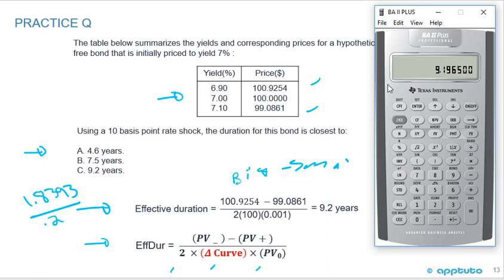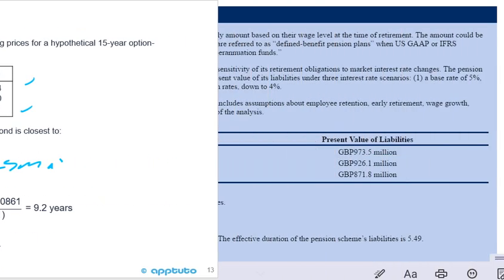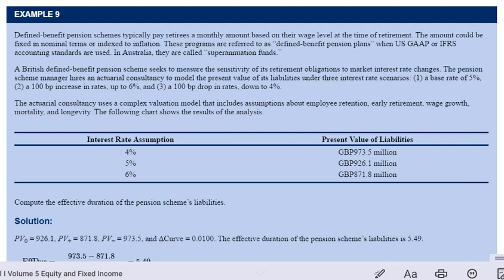So it's closest to C, 9.2 years. Okay? So that's the calculation for the effective duration. Now I'm just taking a screenshot from the text, and this highlights the point that I was making, that sometimes the question is presented to you a little bit differently.